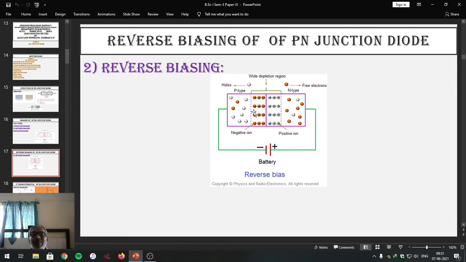In short, we can say the battery potential connected, its polarity and barrier potential polarities are same. Due to this, electron from n region will start moving away from the junction, that is toward the positive potential, positive terminal of the battery. Holes will also start moving away from the junction, that is towards the negative terminal of the battery, as it is represented in this particular diagram. Naturally, width of depletion layer increases. As long as width of depletion layer is more, diode doesn't conduct the current. Ideally, in reverse bias condition, diode doesn't conduct the current.